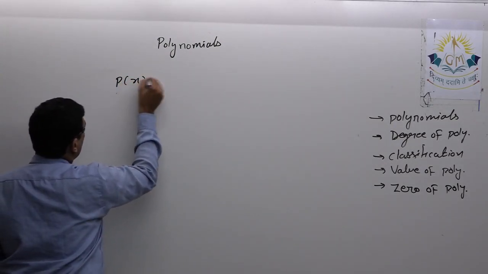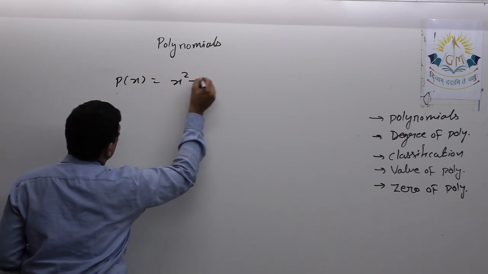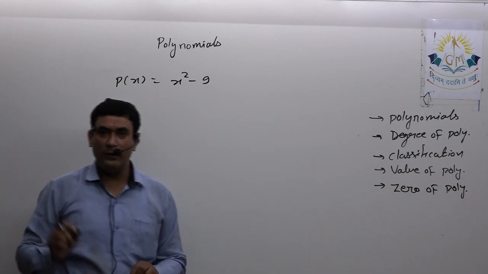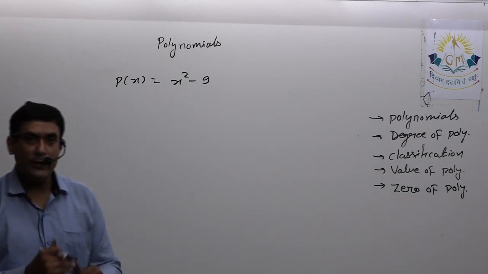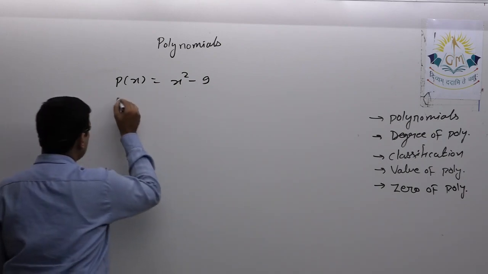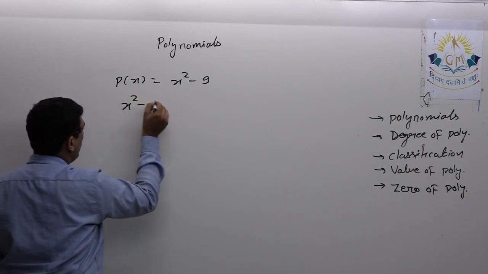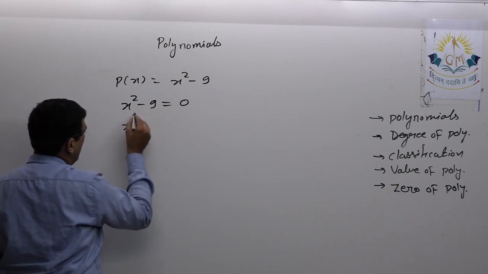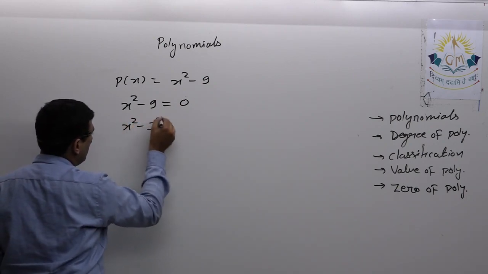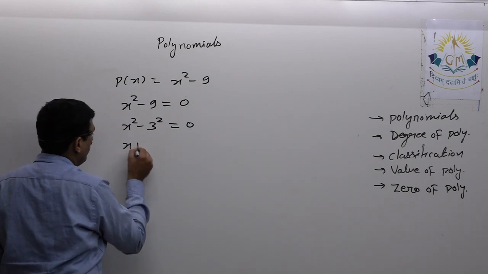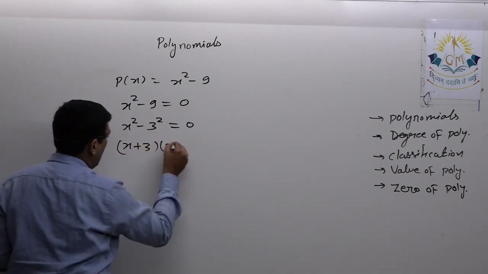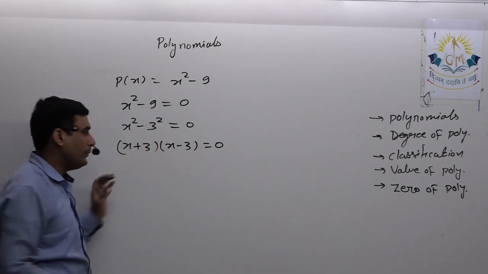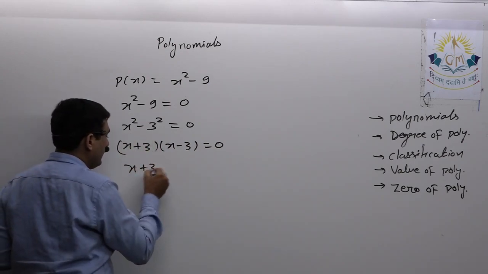Suppose the polynomial is x square minus 9. To get the zero of the polynomial, we equate the polynomial with 0. So for the zero of the polynomial, x square minus 9 equal to 0. Here I can write x square minus 3 square equal to 0. So (x plus 3)(x minus 3) equal to 0. I applied the identity of a square minus b square.